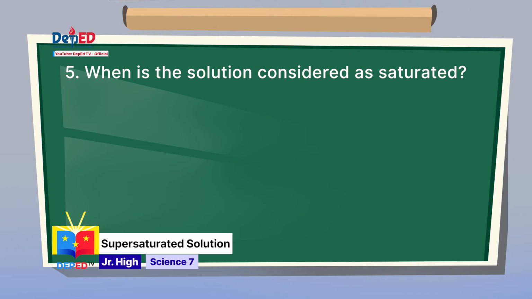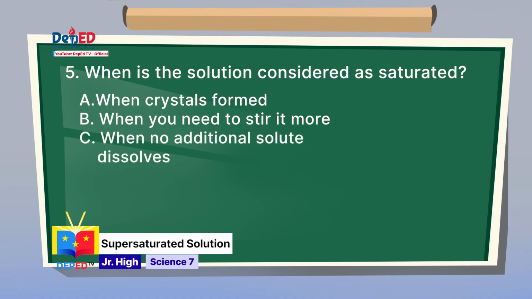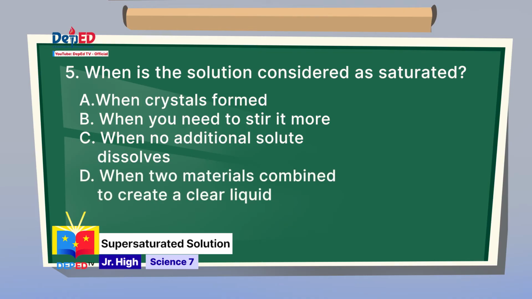Number 5. When is the solution considered as saturated? A. When crystals formed. B. When you need to stir it more. C. When no additional solute dissolves. D. When two materials combined to create a clear liquid. A solution is saturated when no additional solute dissolves in it. If your answer is letter C, great! You got the right answer.